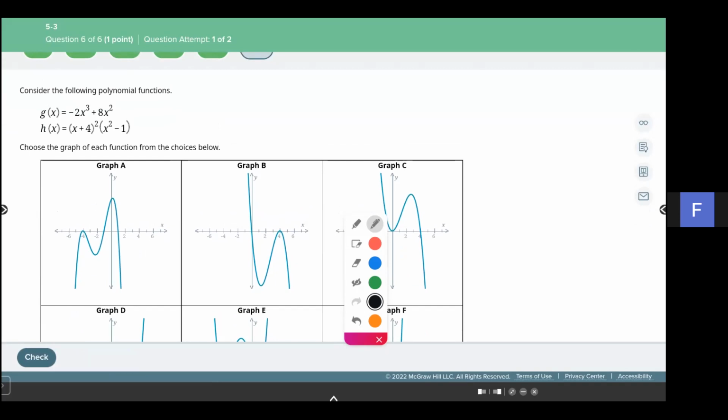I'm just going to go ahead and do that, and then I can just switch over there and show you what they look like. Plus 8x squared and x plus 4 squared times x squared minus 1.